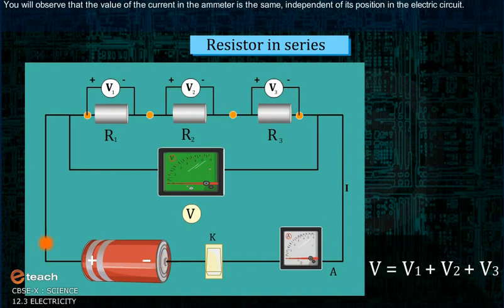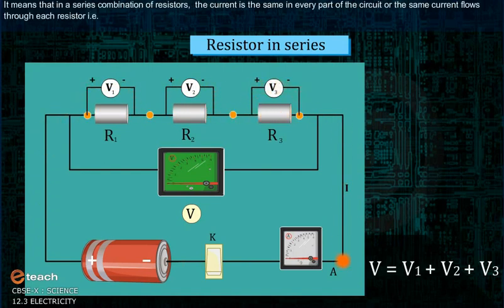You will observe that the value of the current in the ammeter is the same, independent of its position in the electric circuit. It means that in a series combination of resistors, the current is the same in every part of the circuit, or the same current through each resistor.